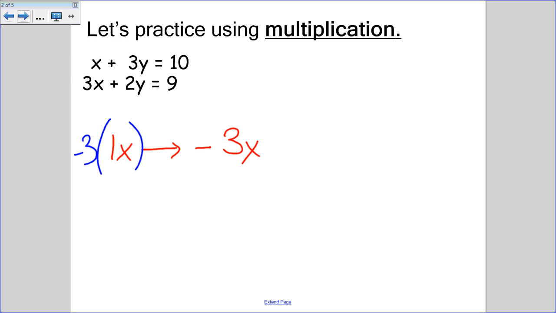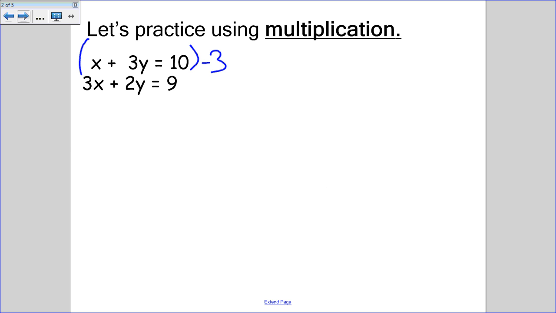Since we want to change our first number to negative 3, we have to multiply this entire equation by negative 3. We're going to use our distributive property, so we need to multiply all parts of our equation by negative 3. What is 1x times negative 3? We have negative 3x. What about 3y times negative 3? We have negative 9y. And it's going to equal 10 times negative 3, which is negative 30.